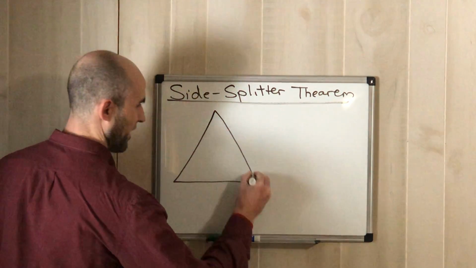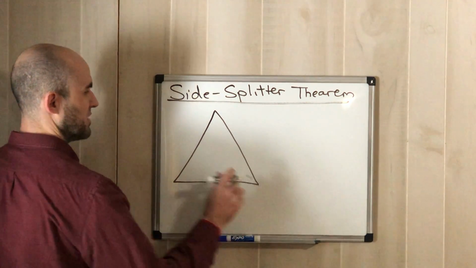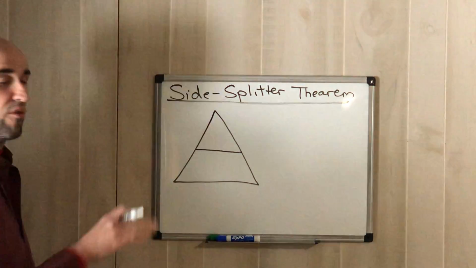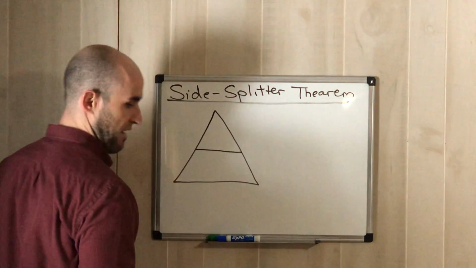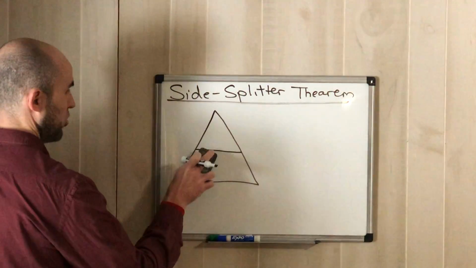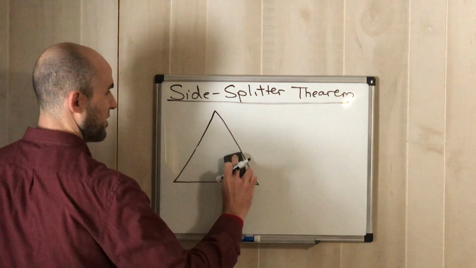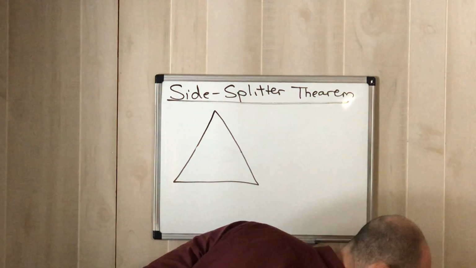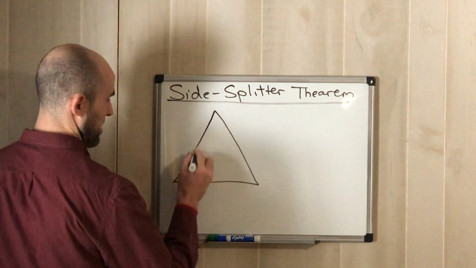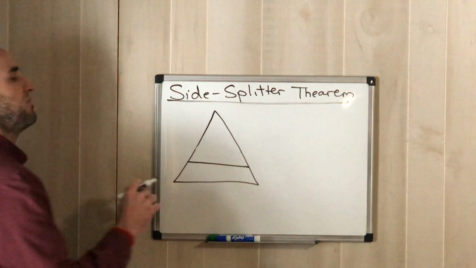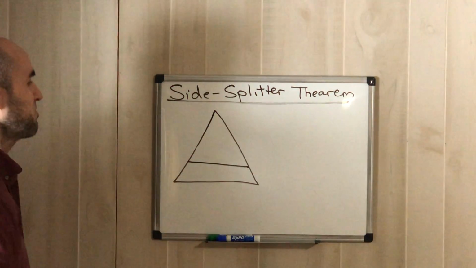If we had a triangle, what the side-splitter theorem says is if you split, and it doesn't have to be perfectly in the middle, it could be there. If I wanted to actually move it more down, you could. All a side-splitter has to do is literally split the sides, right? It could be there, it could be down here, it doesn't matter. It does not have to be in the middle of the figure.